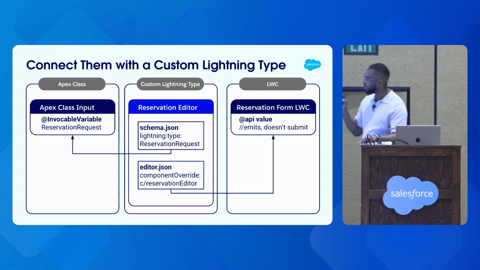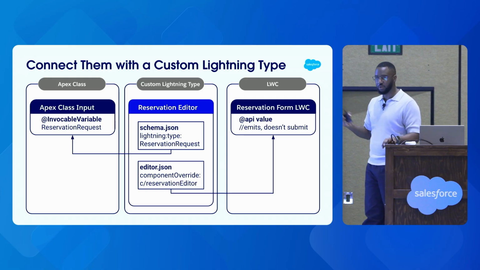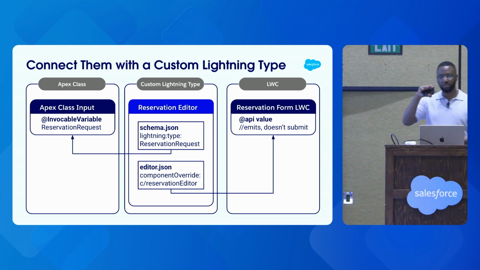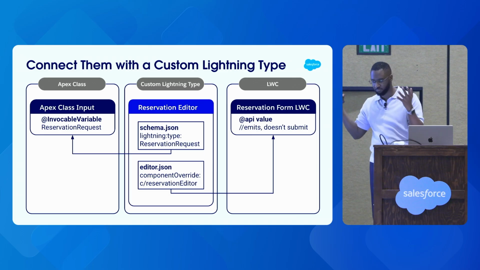The second one is going to be an editor.json, if it's an editor, right? And that one is going to point to your LWC. And so really what this custom Lightning type is, it's literally just glue. It just says for this data type from Apex, render this Lightning Web Component. And that's it.